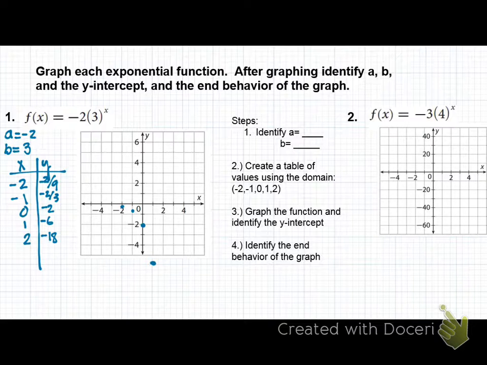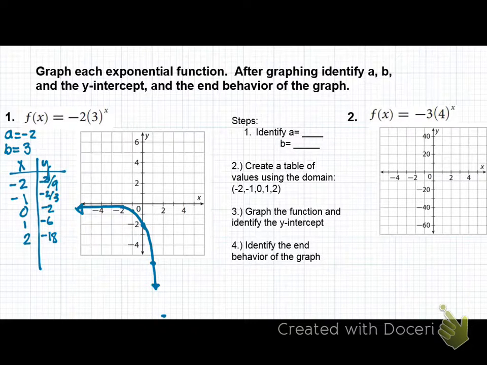And then I noticed that the graph actually goes down, in this case, forever from left to right. So this is a negative exponential growth, meaning it's exponentially growing, but negatively as x gets bigger. So let's talk about end behavior. As x gets bigger, y approaches negative infinity. Does that make sense, everyone? As x gets bigger, y approaches negative infinity.